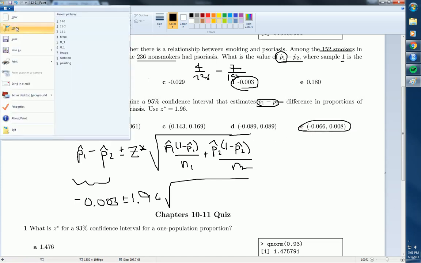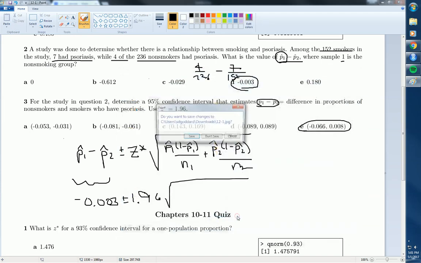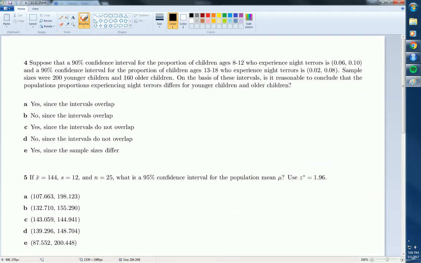Flipping to the back of the quiz, suppose that a 90% confidence interval for the proportion of children in this younger age group who experience night terrors is this interval, and then a 90% interval for the proportion of children in the older age group who experience night terrors is this interval. Sample sizes were 200 younger children and 160 older children. On the basis of these intervals, is it reasonable to conclude that the population proportions experiencing night terrors differ for young children and older children? In other words, we're questioning whether P1 equals P2.